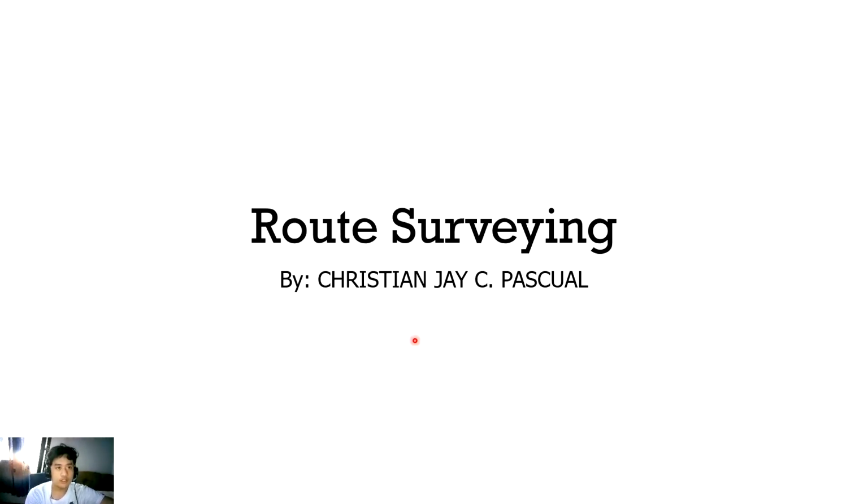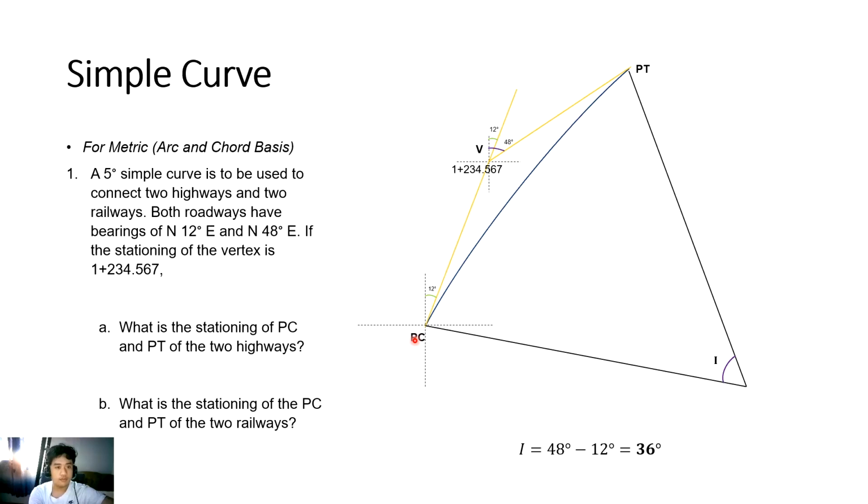For the first topic, under the curve, the simple curve. The given problem: a 5-degree simple curve is to be used to connect two highways and two railways. Both roadways have bearings of north 12 degrees east and north 48 degrees east. If the stationing of the vertex is 1 plus 234.567, what is the stationing of PC and PT of the two highways? And what is the stationing of the PC and PT of the two railways?